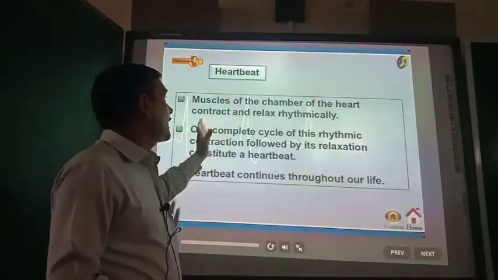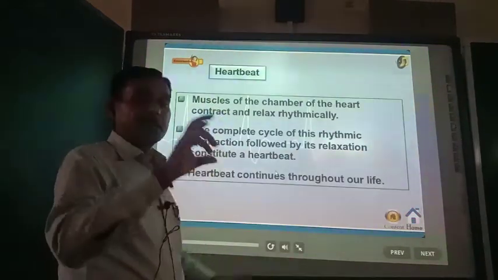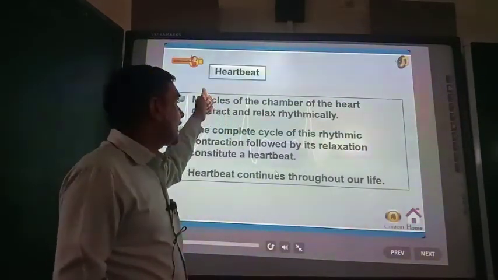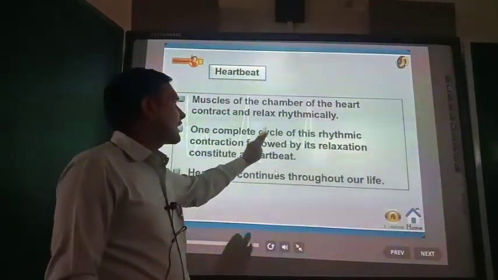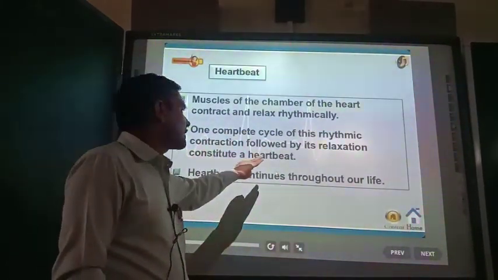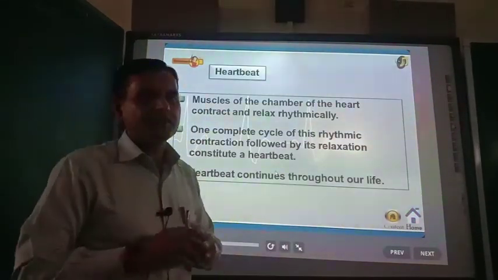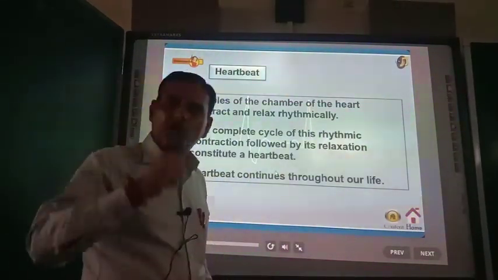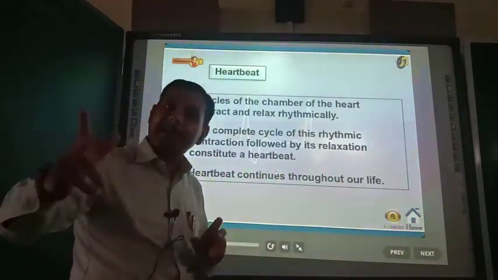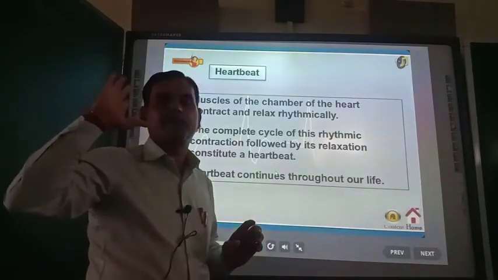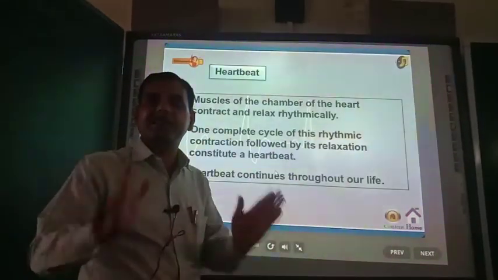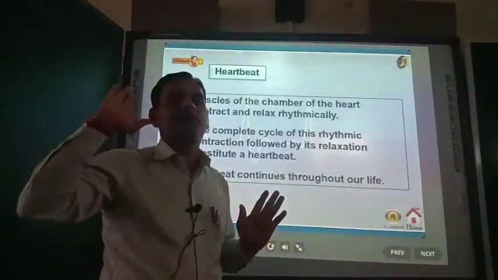The rhythmic expansion and contraction of heart muscles is known as heartbeat. One complete cycle of this rhythmic contraction followed by its relaxation constitutes a heartbeat. What is the meaning of this? When one time heart gets contracted and one time heart gets expanded or relaxed, that is equal to one heartbeat. So one contraction plus one relaxation or expansion is equal to one heartbeat.